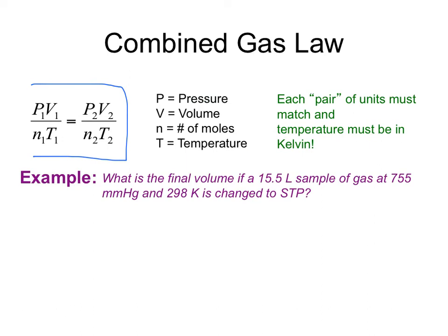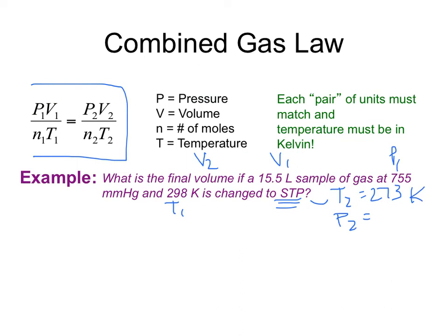Let's take a look at an example. What is the final volume? So we know we're solving for V2. If a 15.5 liter sample, that's got to be your V1, of gas at 755 millimeters of mercury, that has to be your P1, and 298 Kelvin, that's your T1, is changed to STP. So now we know that STP is standard temperature and pressure. Standard temperature is going to be 273 Kelvin, and standard pressure is going to be 1 atm.